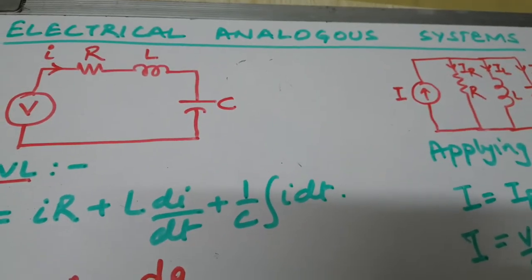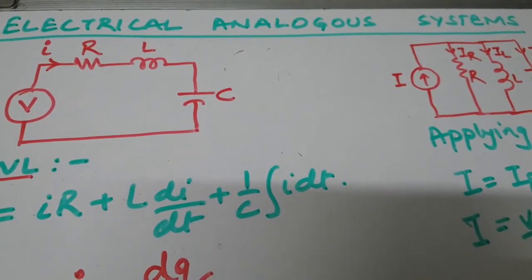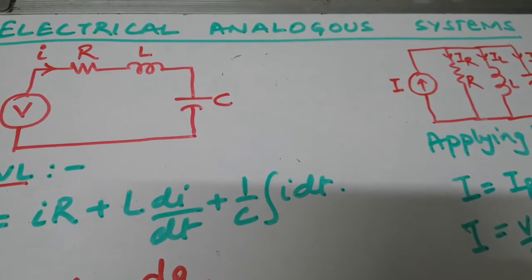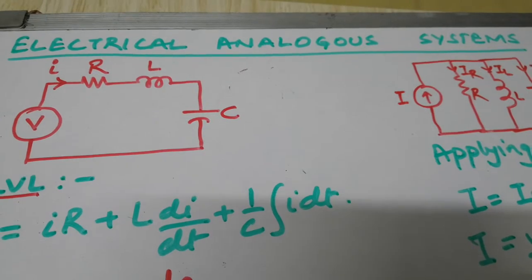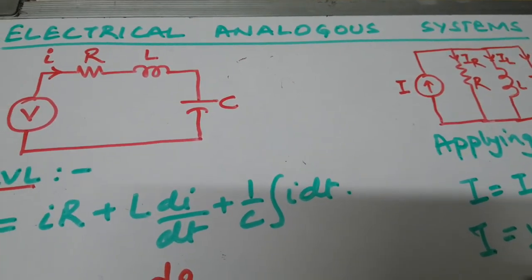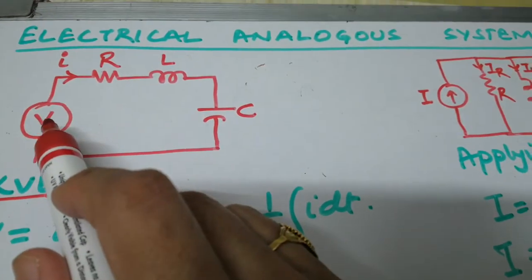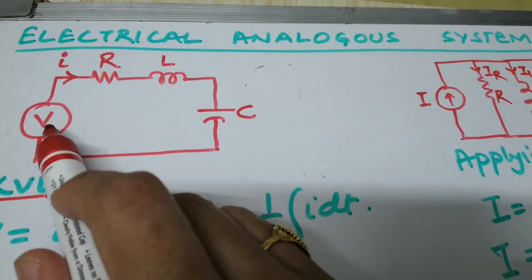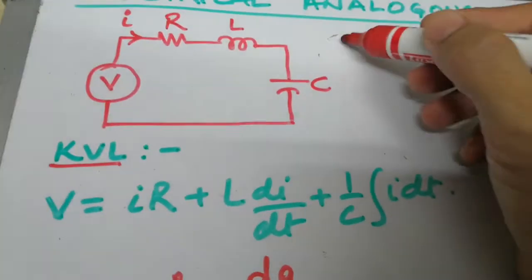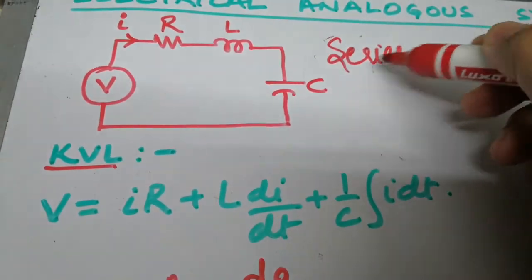Good morning, students. So today we are going to cover our electrical analogous systems. As we have done mechanical analogous systems in our previous lectures in terms of T and F, today we are going to write the electrical analogous equations in terms of voltage and current. So let's first go with our series RLC circuit.